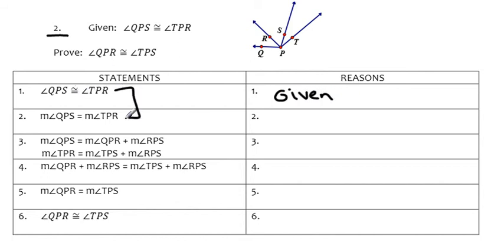From 1 to 2, the congruent symbol has changed into an equal sign. And the definition of congruent angles says that angles that are congruent have equal measures. So anytime you change from a congruent symbol to an equal sign, or down here an equal symbol to a congruent sign, it's the definition of congruent angles.